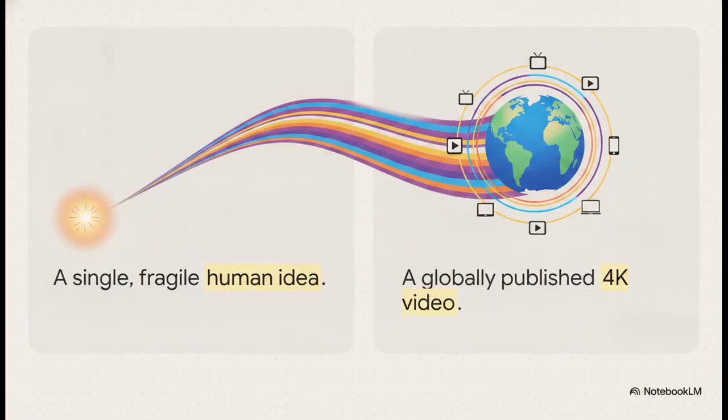The biggest takeaway here really is the profound transformation we've just witnessed. We started with a single, intangible human idea, something fragile and completely unformed, and now, through the power of this 9-step AI workflow, that idea is a globally published 4K production. The frictionless, minimalist environment portrayed in this documentary concept isn't just about looking cool. It's really about removing every single barrier between human imagination and the final execution.